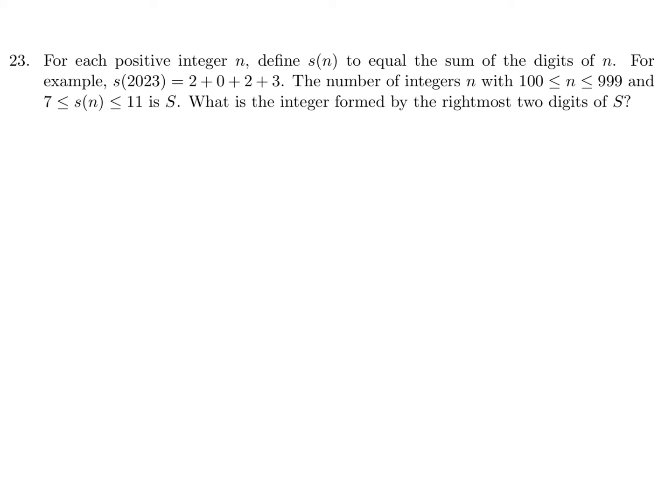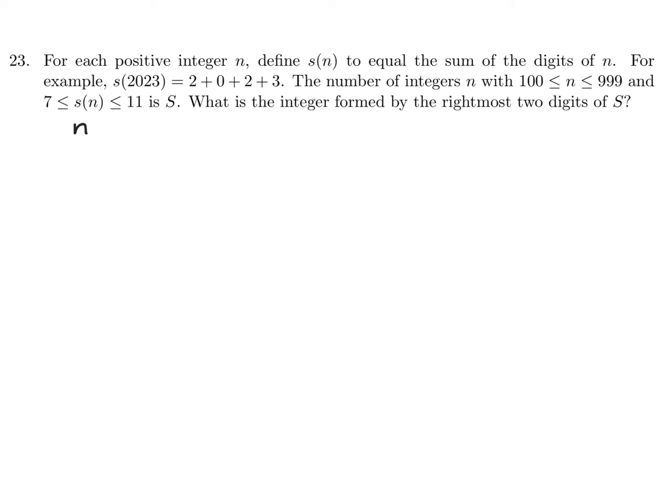For each positive integer n, define s at n to equal the sum of the digits of n. For example, s at 2023 is 2 plus 0 plus 2 plus 3. The number of integers n with n between 100 and 999 inclusive, and s at n between 7 and 11 inclusive is s. What is the integer formed by the rightmost 2 digits of s?